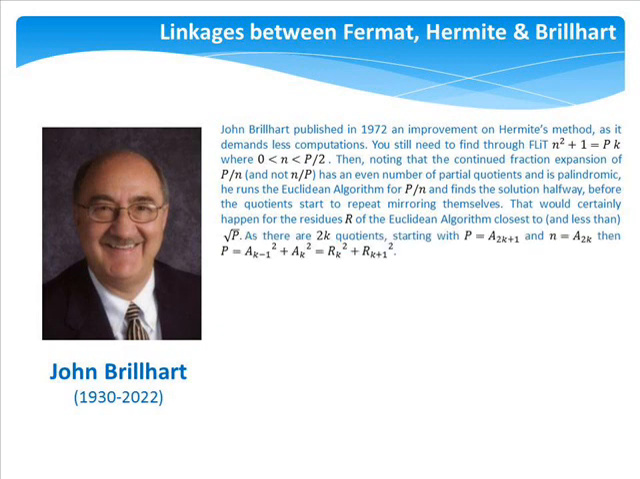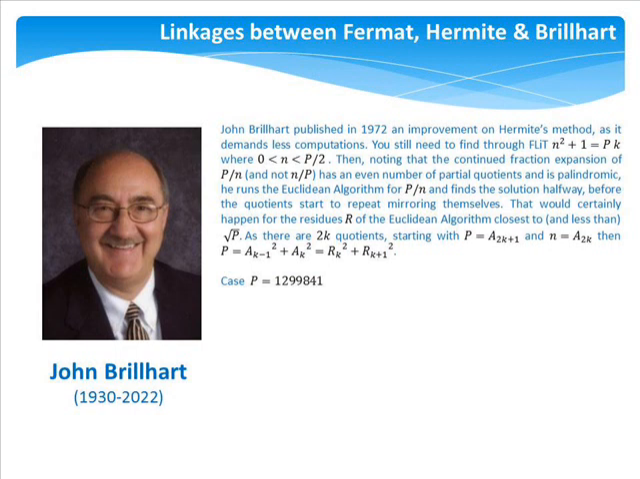As there are 2k quotients, starting with p equals a sub 2k plus 1 and n equals a sub 2k, then p is equal to a sub k minus 1 squared plus a sub k squared, which is also equal to r sub k squared plus r sub k plus 1 squared.